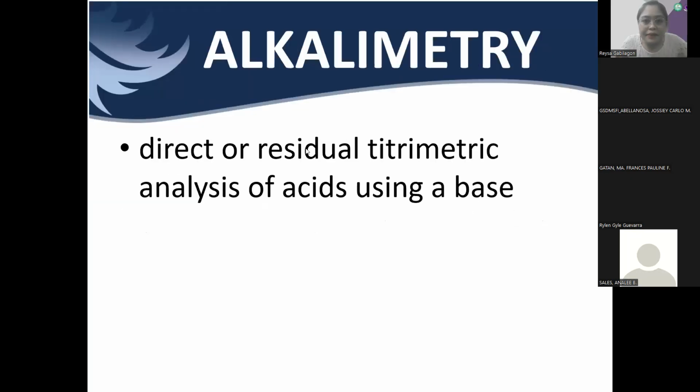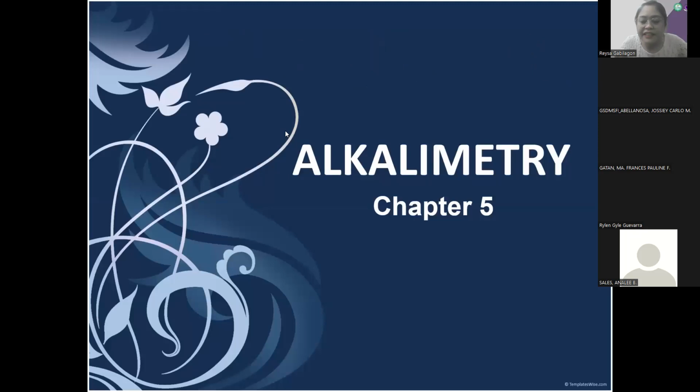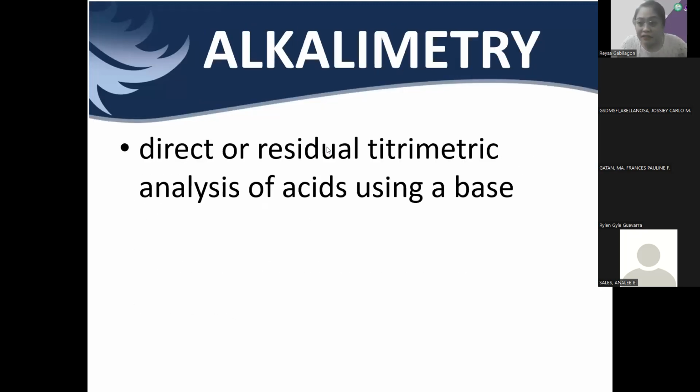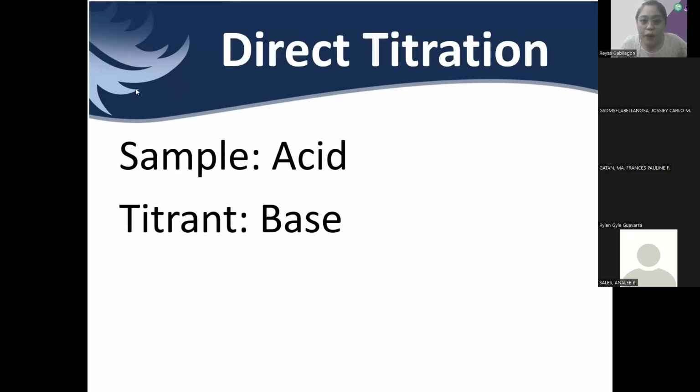Okay, so last time we discussed alkalimetry class, and let me just give emphasis to this so that you will not forget. Alkalimetry is our volumetric process involving the analysis of acids, meaning our sample, take note, is an acid and our titrant will be the base. Take note, when you say titrant, it's the one that is added to the sample using a burette.